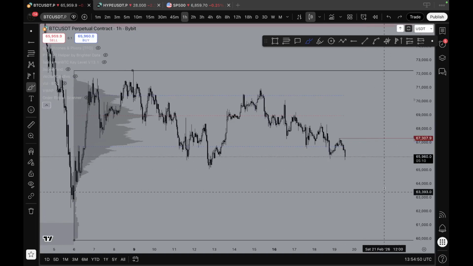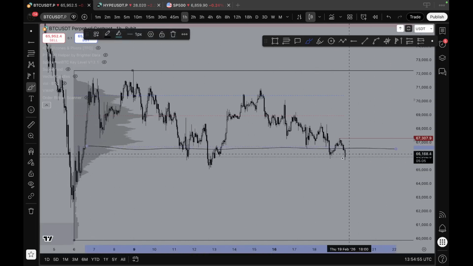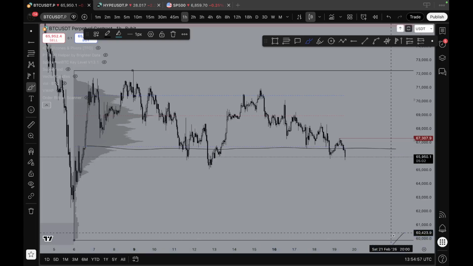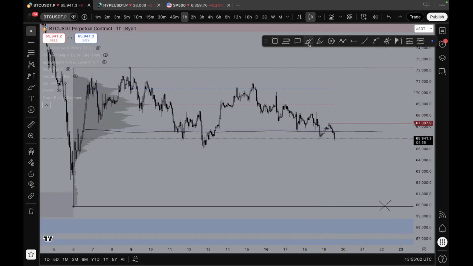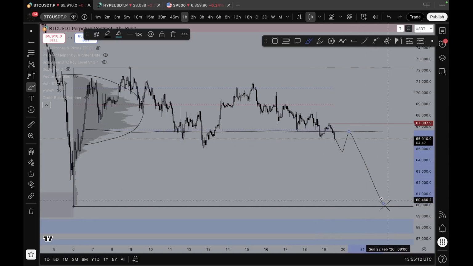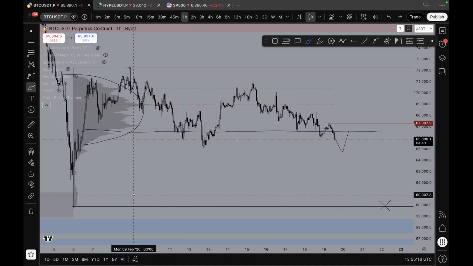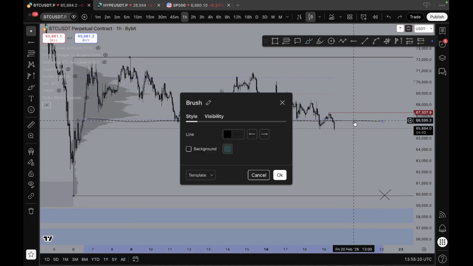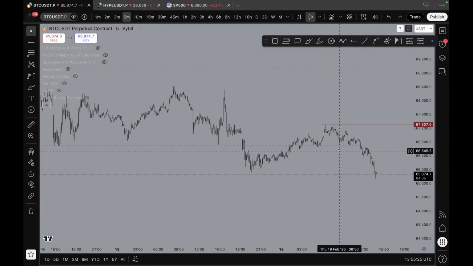Because right now, I think the longer we stay below this value area low level, the more likely it is that we go to the low 60Ks. So that also means, as I said, all the volume is in this upper part, so if we hold below the value area low, it can be a very quick move down to this part. As you can see, there's almost no volume. So that can be pretty interesting scalping opportunities. So let's see what the lower time frame is.